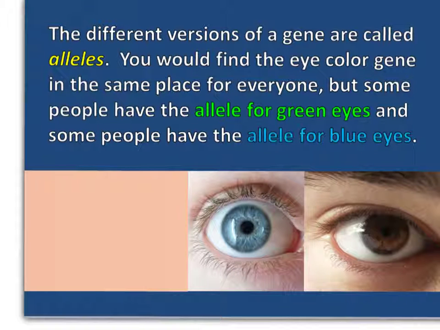Different versions of a gene are called alleles. Again, I already retaught you that in the previous slide. You would find the eye color gene in the same place for everybody. Okay? But some people have different versions. So some people will have green eyes, and some people will have blue eyes, and some people have brown eyes. Okay, look around the classroom. There's different eye colors everywhere.